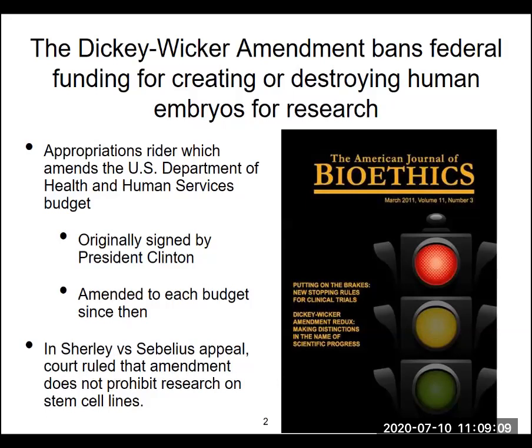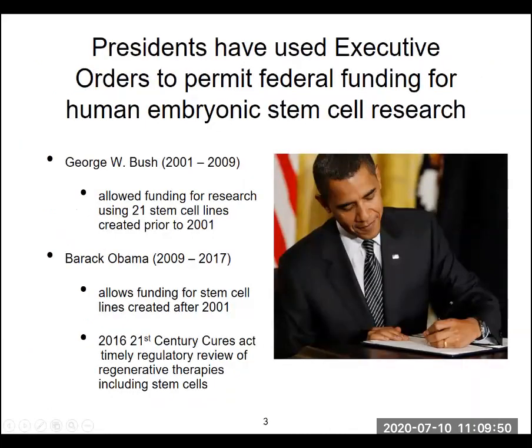Now, a number of cases have tried to appeal this. In the Sherley versus Sebelius appeal, Sebelius was Secretary of Health and Human Services. They basically said that this amendment doesn't prohibit research on established stem cell lines. And so we can't create new ones by creating or destroying human embryos. But it at least says that we can use some of these federal funds to continue stem cell research on lines that have already been created. So it's a little bit of a slippery slope when we take a look at it. But it basically says we can't create new embryos for doing that.